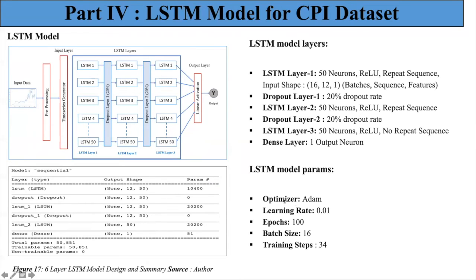And I have used the Adam optimizer, with the default 0.01 learning rate. I've used 100 epochs to train this model with a batch size of 16. The input sequence is of 12 months, so basically I'm taking the 12 input sequence for each batch and predicting the 13th value in an iterative fashion.